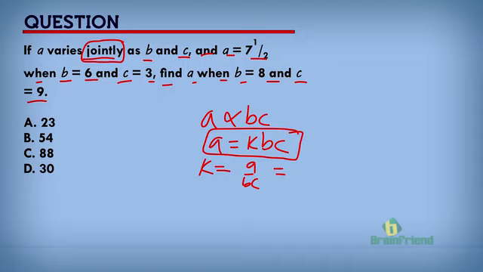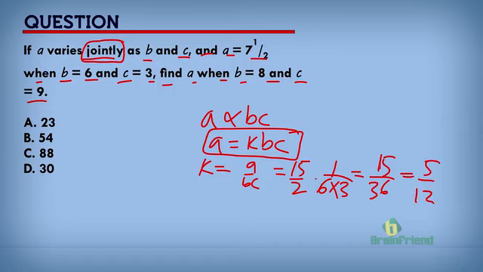Where A has been given to us as 7.5. 7.5 is 15 over 2 multiplied by 1 over BC. B is 6 and C is 3. So we have 15 all over 2 times 6 times 3, which is 36. And of course, this would give us 5 all over 12. 3 here, 12; 3 here, 5. So we have 5 over 12 as our value for K.